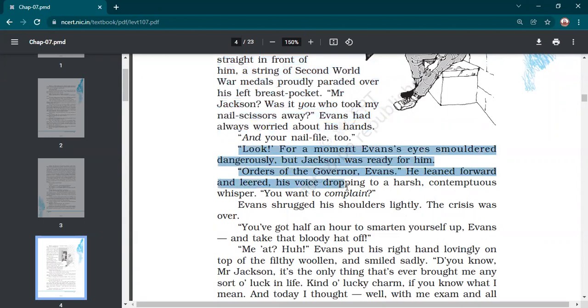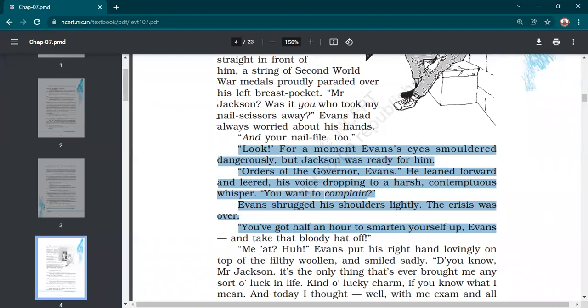For a moment, Evans's eyes smoldered dangerously. But Jackson was ready for him. "Orders of the governor, Evans," he leaned forward and leered, his voice dropping to a harsh, contemptuous whisper. "You want to complain?" Evans shrugged his shoulders lightly. The crisis was over. "You have got half an hour to smarten yourself up, Evans, and take that bloody hat off."